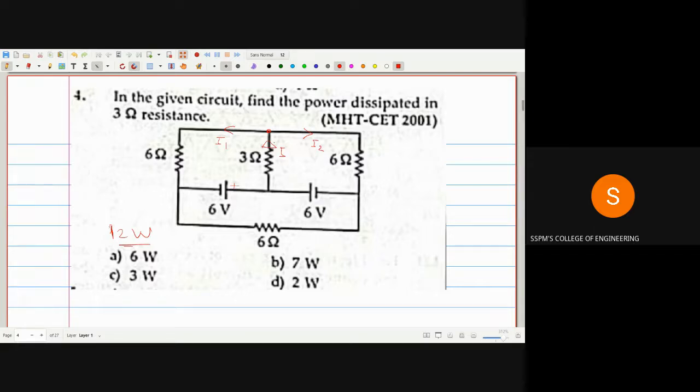Now the current I is flowing towards the node, त्यामुळे त्याला पॉझिटिव्ह साइन द्यायचा. ते KCL अप्लाय करतो. I1 is flowing away from the junction, so it has negative sign, and I2 is also flowing away from the junction, so give the negative sign. So what is I? I is equal to I1 plus I2 असणार.